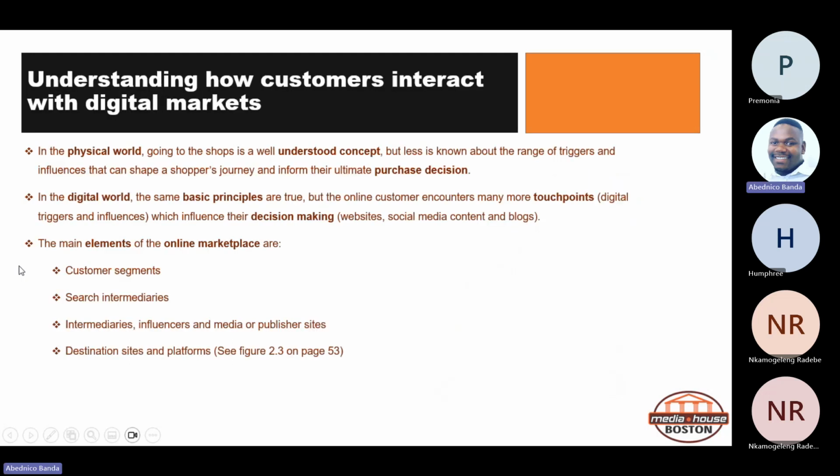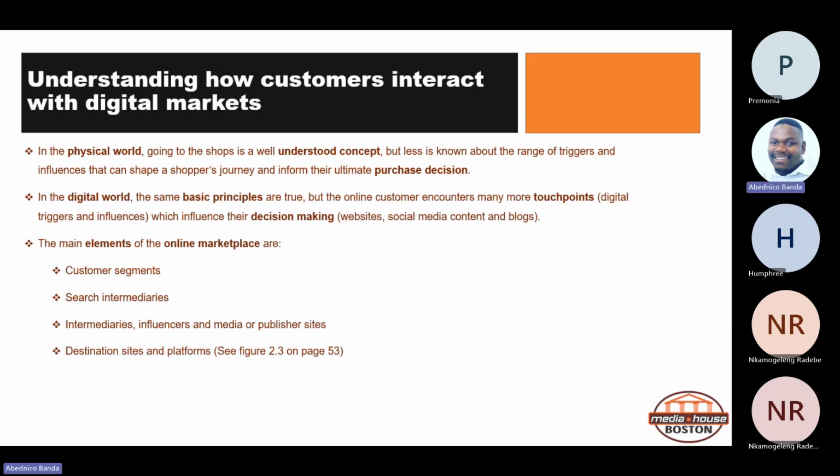Okay, understanding how customers interact with the digital markets. In the physical world, going to the shop is a well-known, understood concept. But less is known about the range of triggers and influences that can shape a shopper's journey and inform their ultimate purchase decision. In the digital world, the same basic principles are true, but online customers encounter many more touch points, the ones that we can call digital triggers and influences, which influence their decision making, be it a website, social media content, blogs.